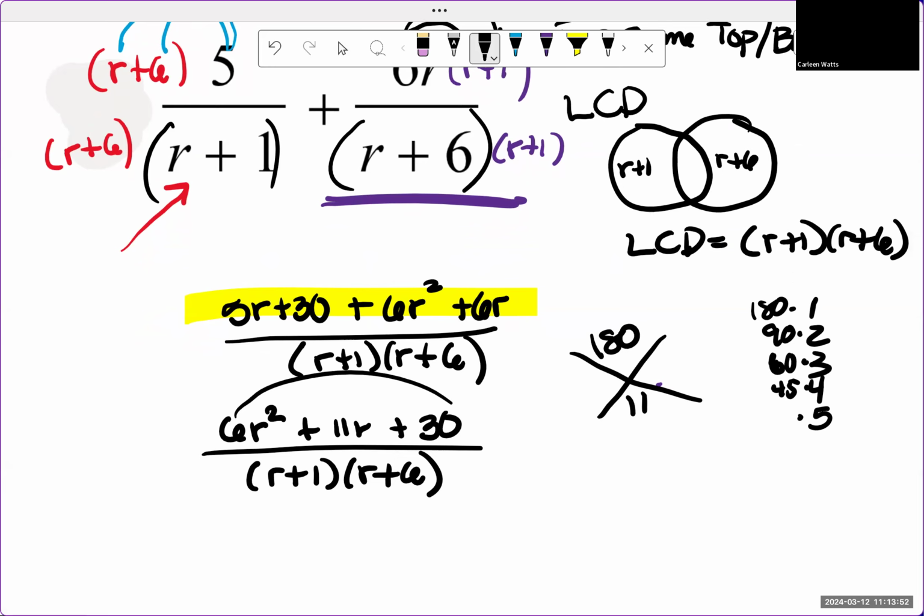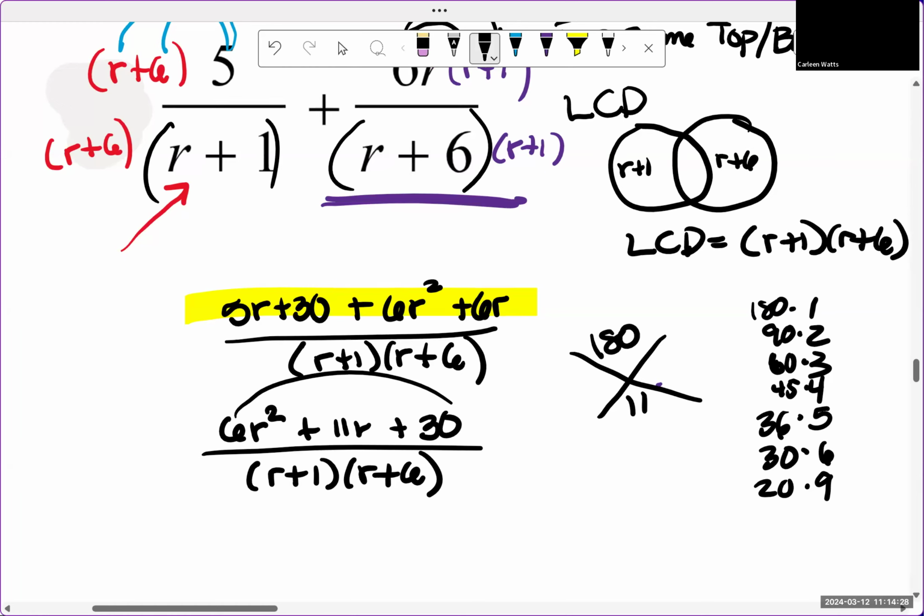5 times 36, 6 times 30, 7, no, 8, no, 9 times 20. Oh, yeah. But notice I have all plus signs. 20 and 9, one of them would have to be 11. Can you see that 20 and 9 don't work? Because they're not going to give me a positive 180 and a positive 11.